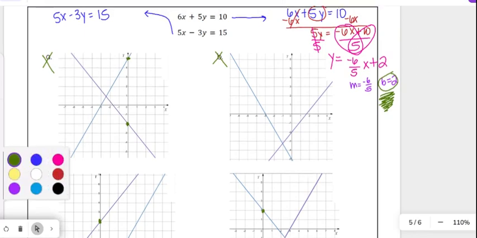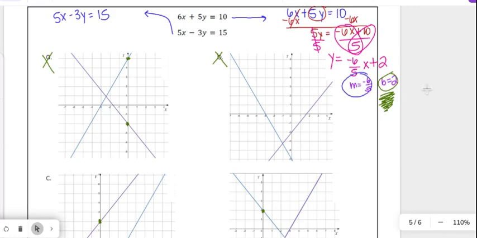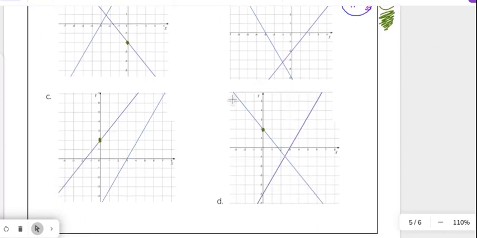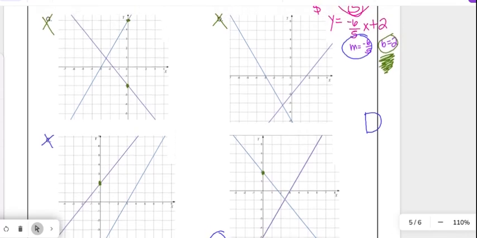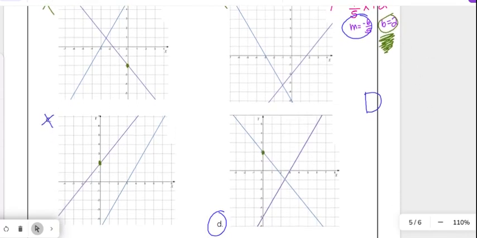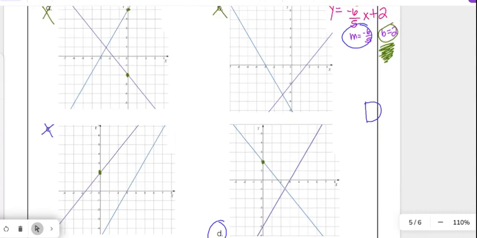The other thing that you can look at is that at least one of the lines needs a negative slope. So out of C and D, you can see that C has 2 positive slopes, so C can actually be eliminated, and D is going to be our answer. So D is our answer on this one because we know that one of the slopes needs to be negative, and because we know one of the lines needs b to be 2.